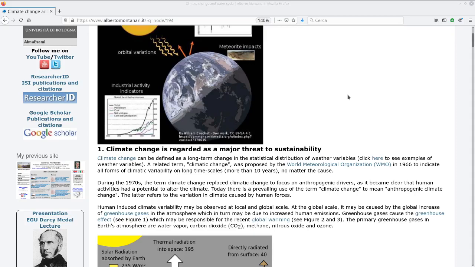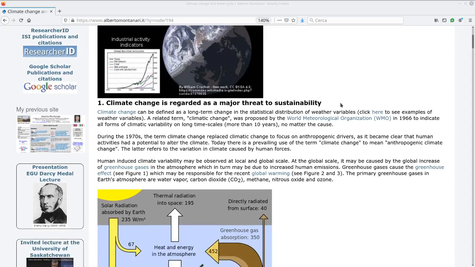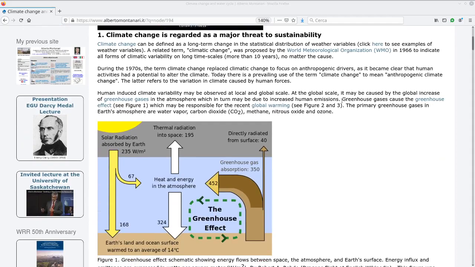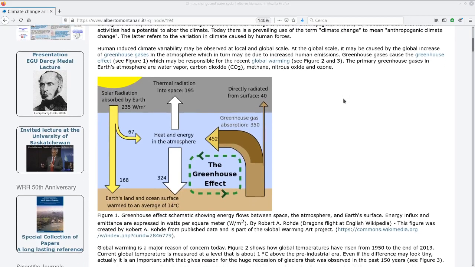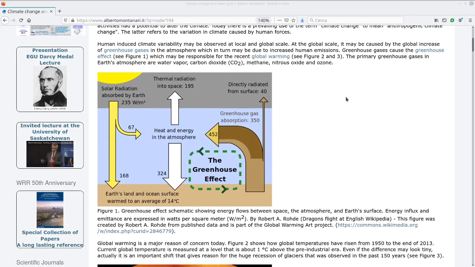So it's extremely relevant, especially for scientists and politicians and policymakers. Actually, the public is still not very sensitive on it, but this is something that, of course, could be discussed. So what is the physics behind climate change? I think you already know it.